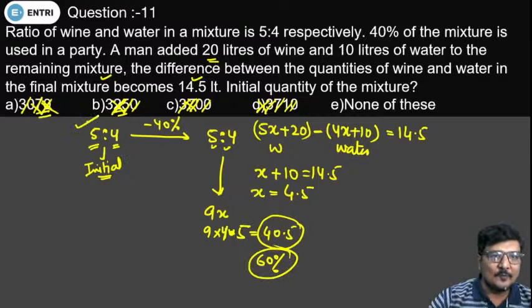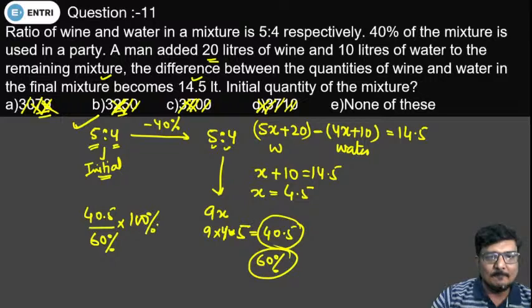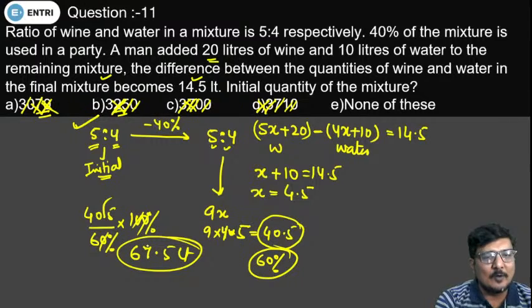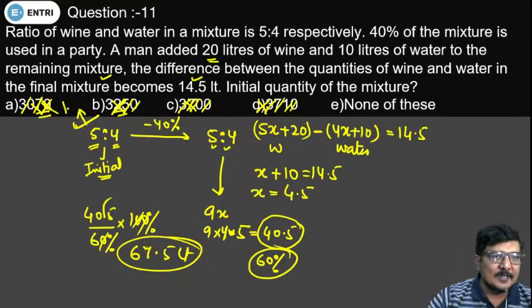We have to find the initial value. The value of 60% is given by 40.5, so the 100% value will be 40.5 divided by 60 times 100. 6 sixes are 36, remaining 4 gives 67.5 liters. So the answer for this question will come out to be 67.5 liters. This is your 100% mixture.